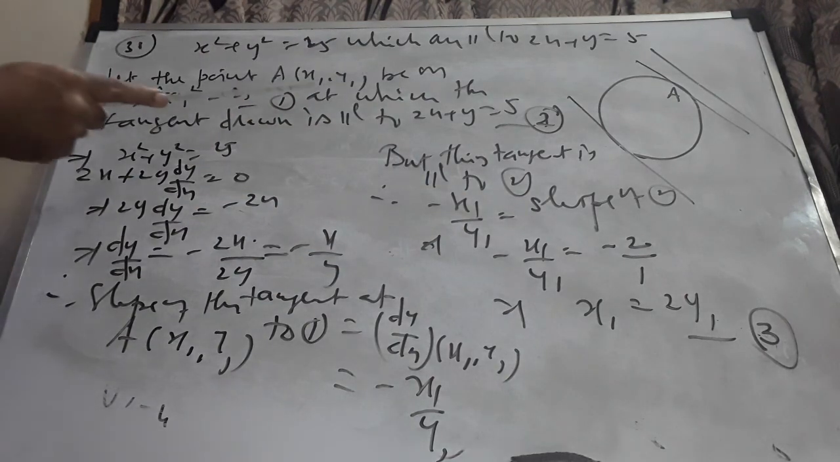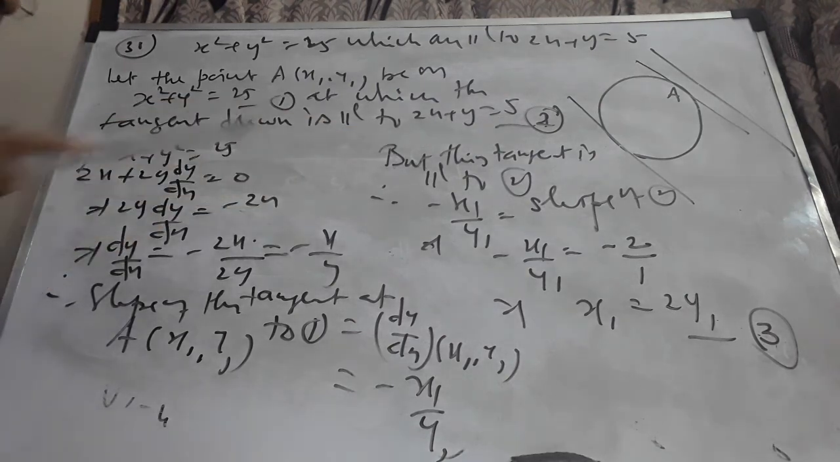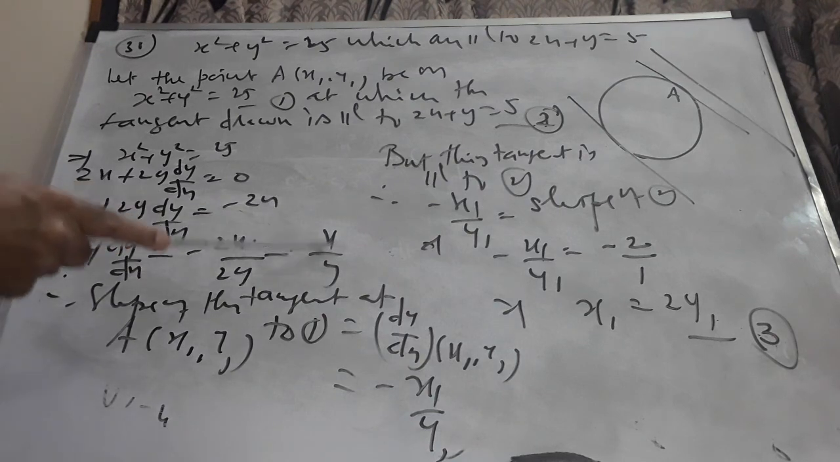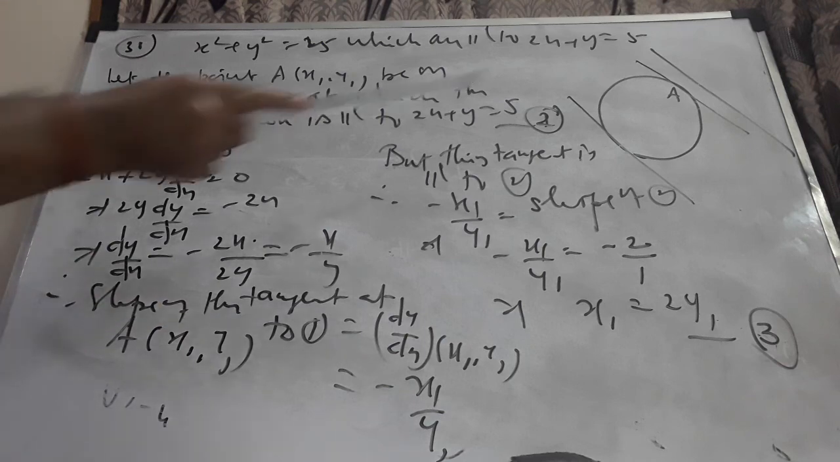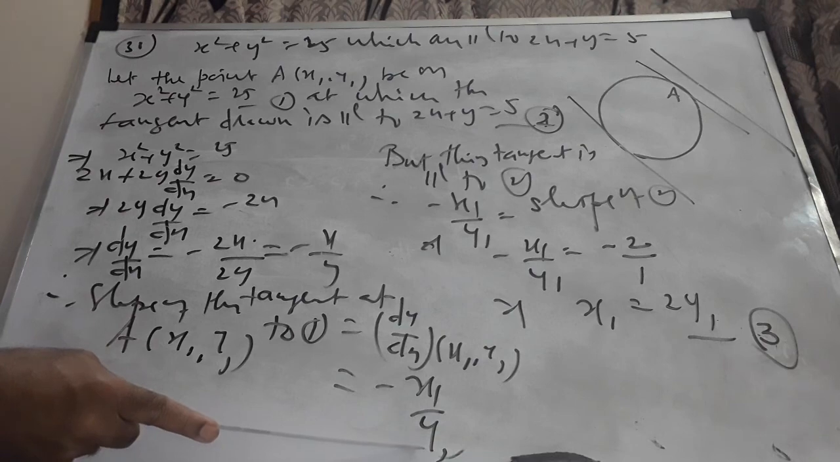I take the point to be x1, y1, at which the tangent drawn is parallel to this line. I call this equation 1, and this as 2. Differentiating, I get 2x plus 2y dy by dx equal to 0, so dy by dx is minus 2x by 2y, which is minus x by y. The slope of the tangent at this point, by the geometrical meaning of derivatives, is minus x1 by y1.